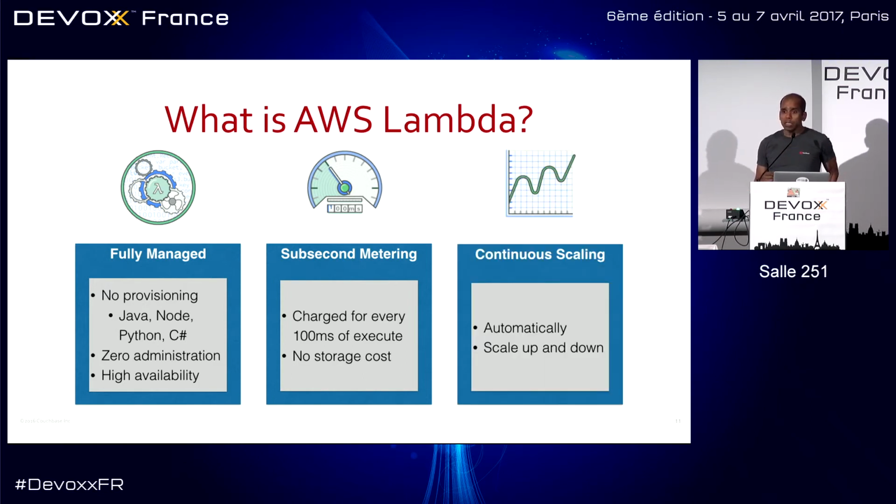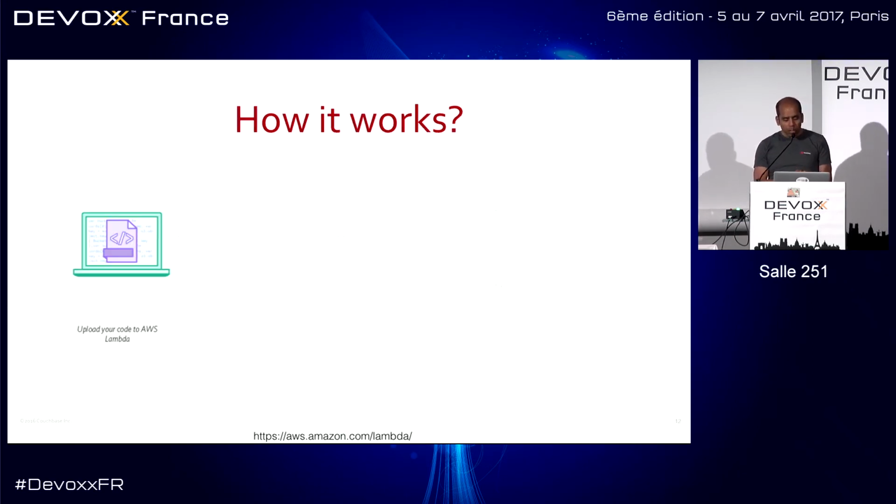And last but not the least, because it's zero administration, you just say, okay, now go run it. If you're receiving thousands of concurrent requests, AWS Lambda, using the AWS infrastructure, automatically scales up and down. If you're receiving 100 requests, it's going to run 100 concurrent requests of your function. If you're receiving thousands of requests, it'll automatically scale up and down. You don't really need to do anything about it. So how does it work?